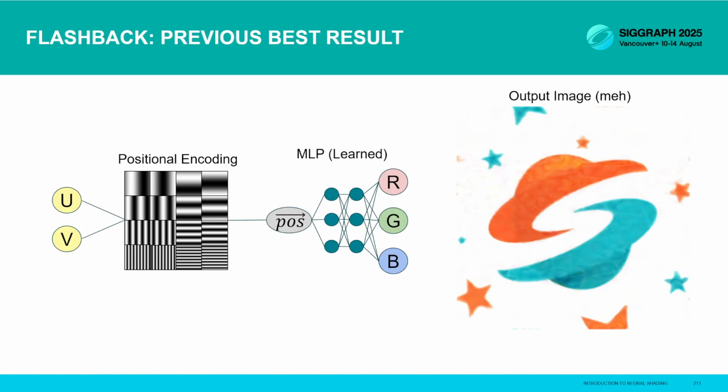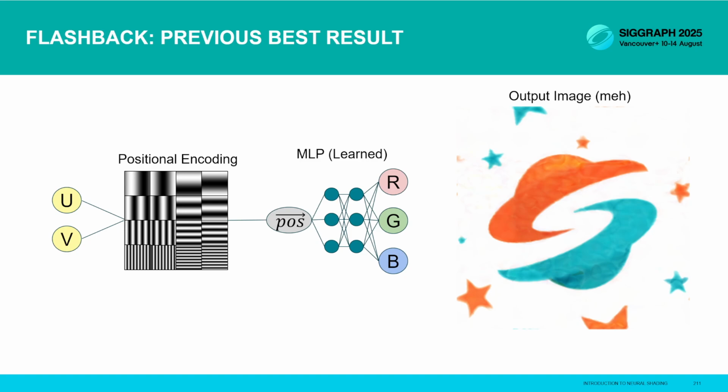The best result that we could achieve back then, before the introduction of latent textures, looked like the picture on the right, which looks similar to the original image but still visibly worse. The architecture of the neural network solution that led to this result is shown on the left.